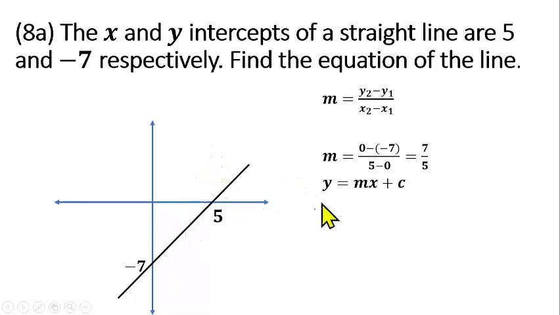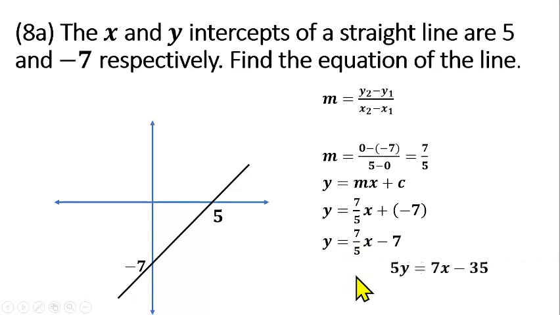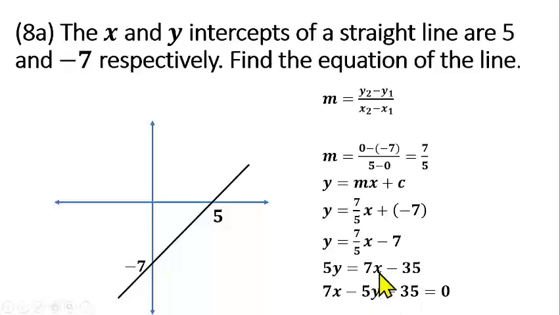So the equation we are looking for is a linear equation, which means it's going to be y equals mx plus c. In this case our m is 7 over 5. If you put that there, y is equal to 7 over 5x plus c, where c is the y-intercept, where the line intercepts the y-axis, which is minus 7. We can simplify that further: y is equal to 7 over 5x minus 7. Multiply through by 5 to clear the fraction: 5y equals 7x minus 35. Then rearranging, we have 7x minus 5y minus 35 equals 0. This is the equation of the straight line that passes through the intercepts 5 and minus 7.